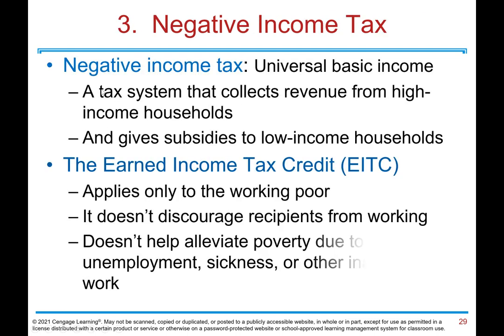Negative income tax, universal basic income: a tax system that collects revenue from high-income households and gives subsidies to low-income households. The Earned Income Tax Credit, EITC, applies only to the working poor. It doesn't discourage recipients from working. It doesn't help alleviate poverty due to unemployment, sickness, or other inability to work.